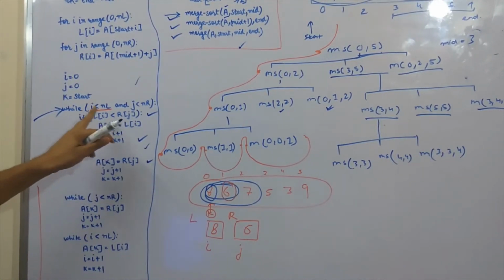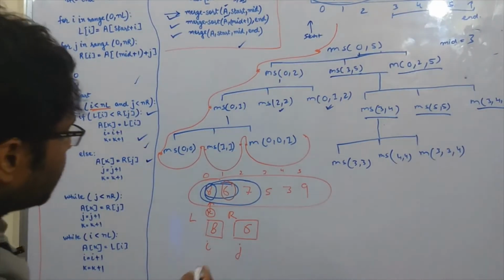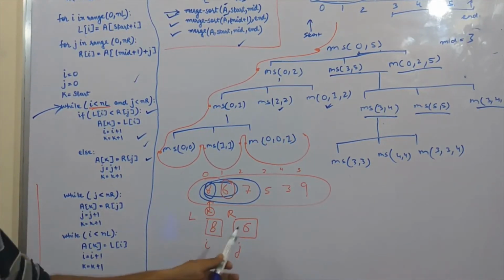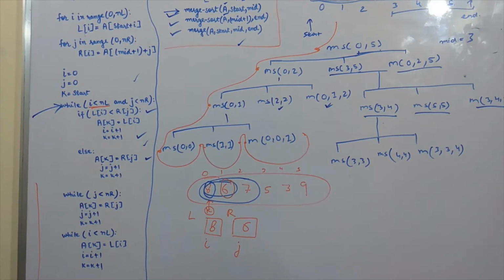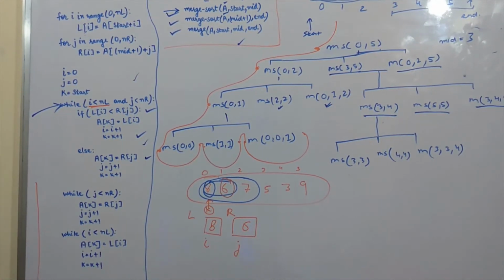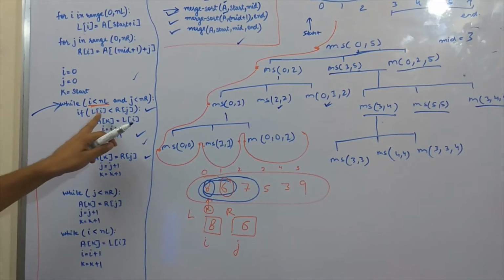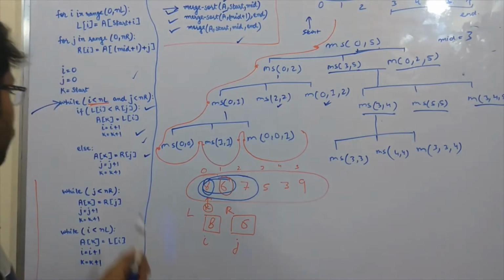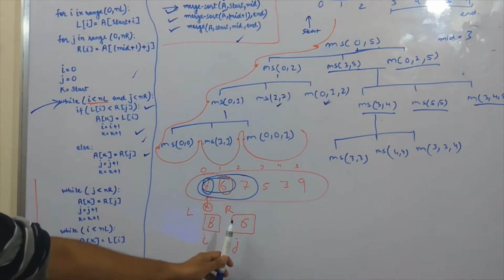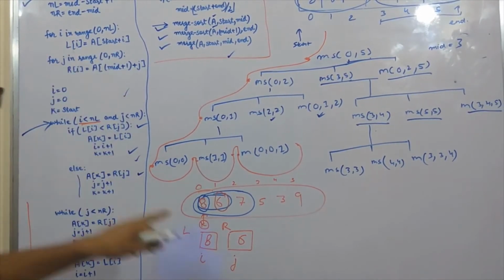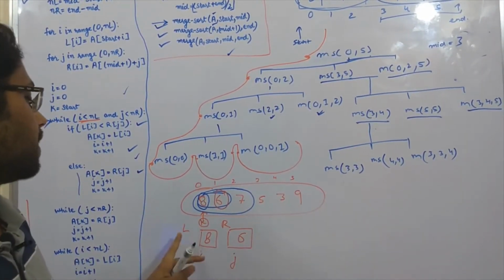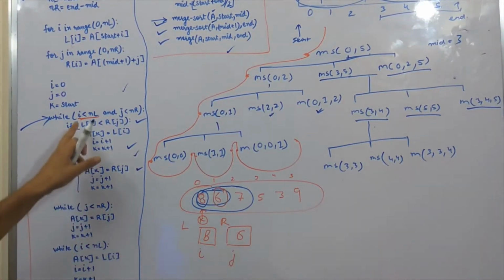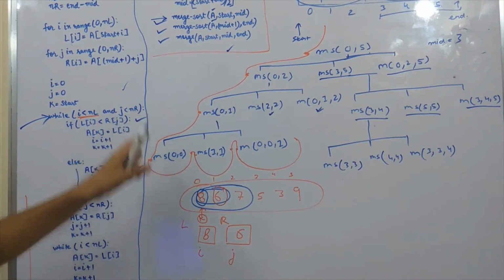So while I is less than NL and J is less than NR, so I is less than 1 and J is also less than 1. So what it will do, left part of I is less than right part of J. So we have copied both these elements into the left and right arrays, with 8 and 6. Now I is less than NL and J is less than NR, so it is true.